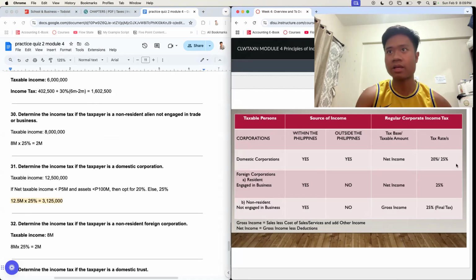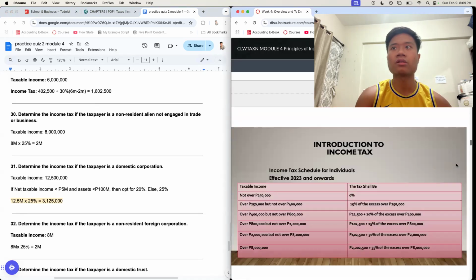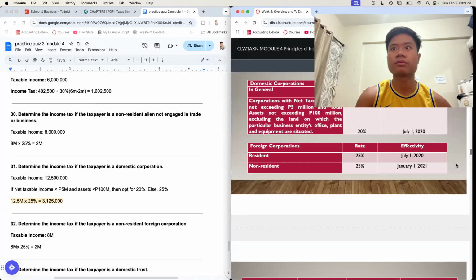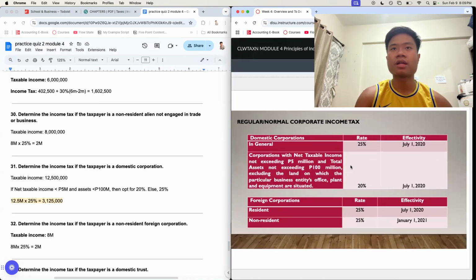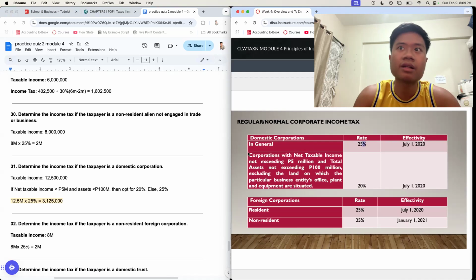Now, what could that mean? So if we scroll here, it says here that domestic corporations have a different percentage rate depending on certain situations. So in general, by default, it's 25%. But if the net taxable income does not exceed 5 million and total assets don't exceed 100 million, we can do 20%. So let's check.